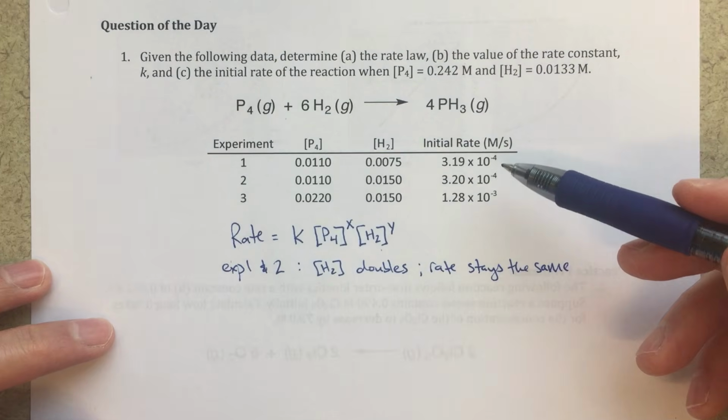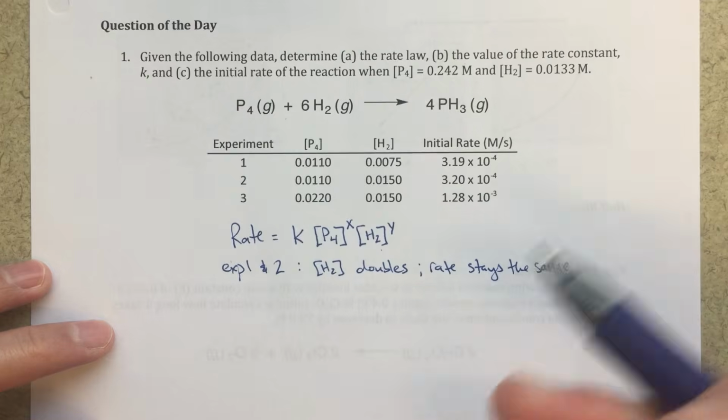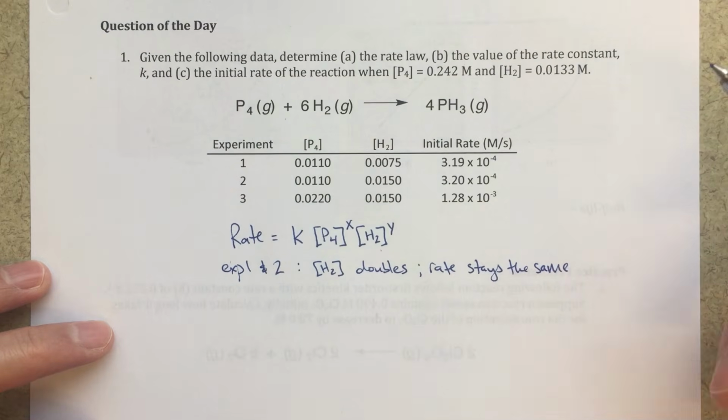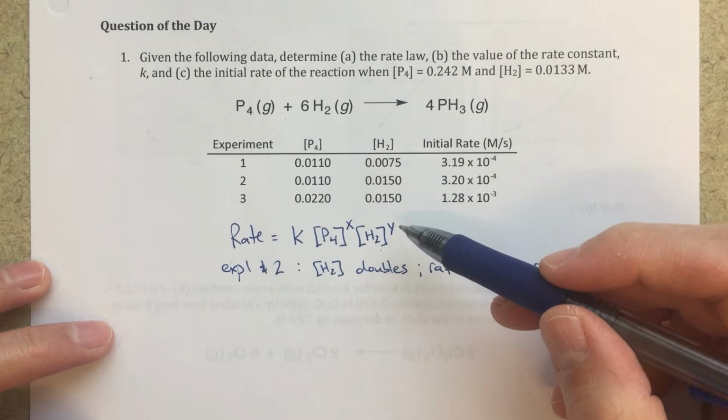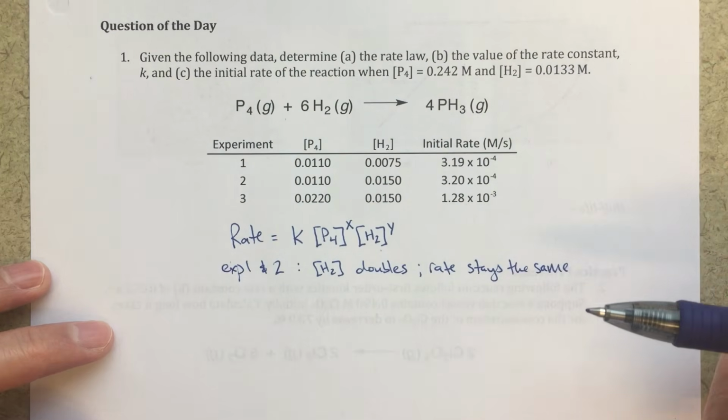So I can look at my rates here, and I can see that those rates are actually staying the same. Now what this is telling me, and hopefully what this is eventually going to be telling you, is what the order in H2 is, what this Y value is. There are a number of different ways for us to think about this.